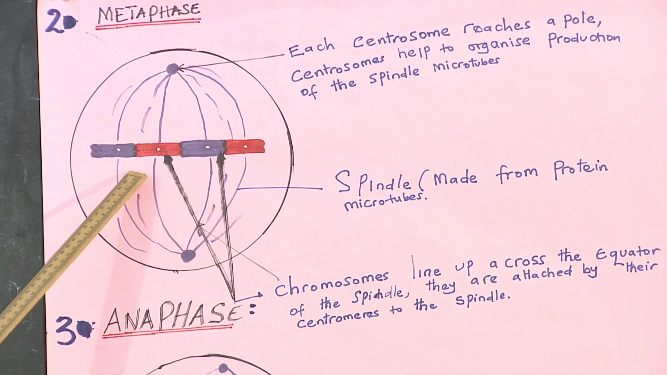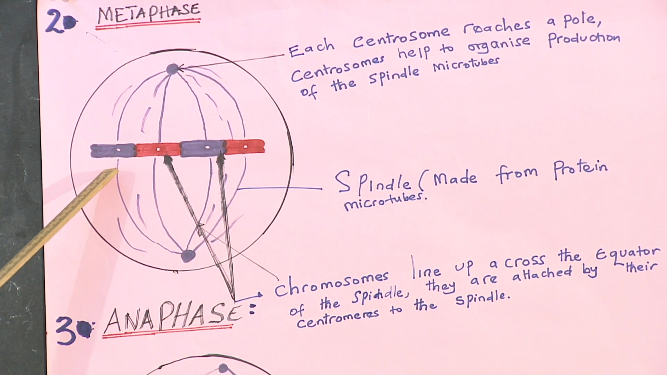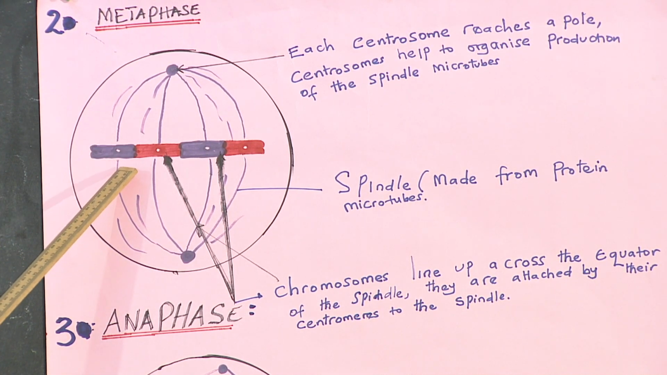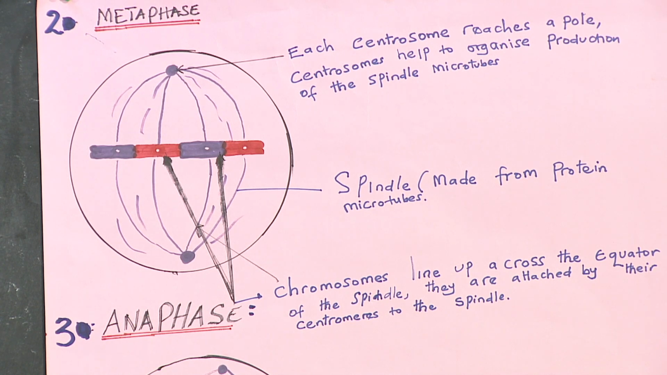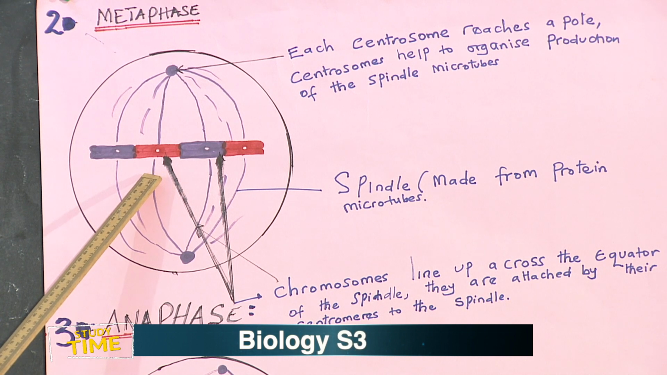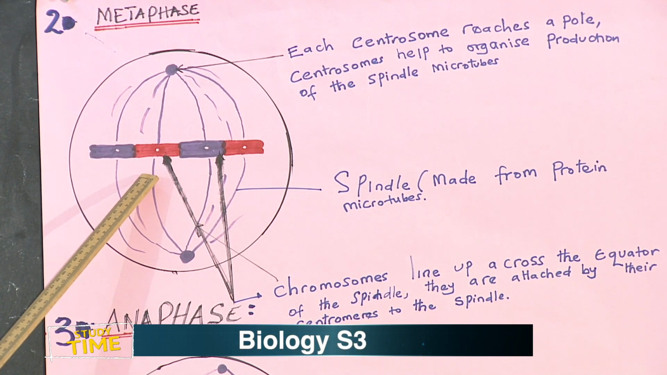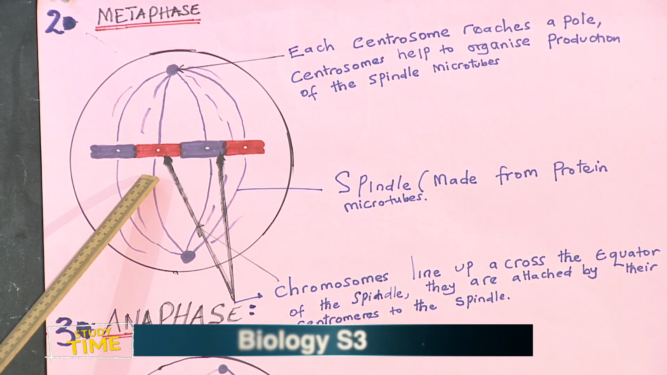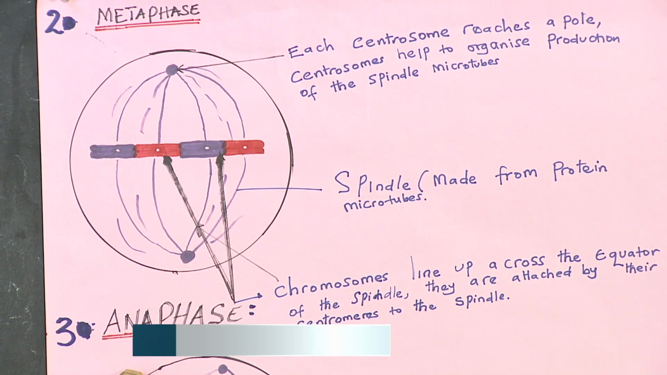So I can say here, the chromosomes arrange themselves along the equator of the cell. When they are arranged along the equator, that is referred to as the metaphase plate. What characterizes metaphase is that the chromosomes arrange themselves along the equator. Now I go to the anaphase stage.